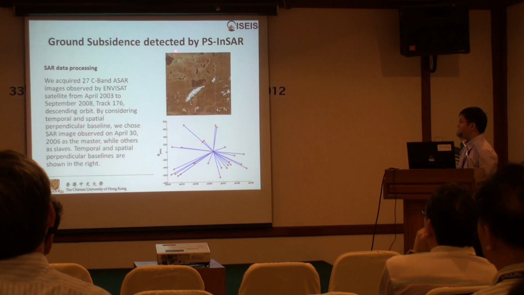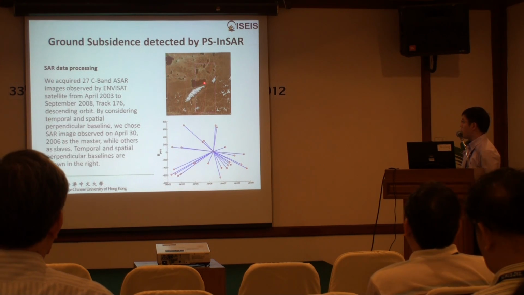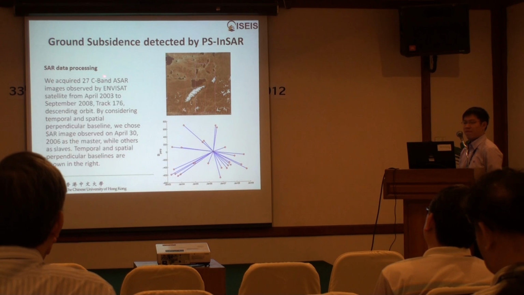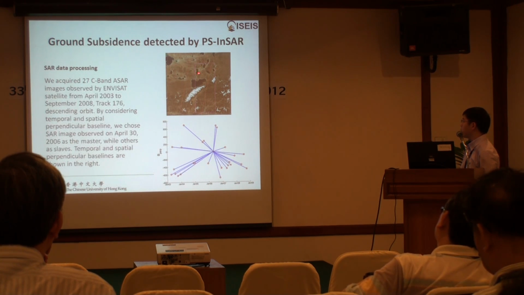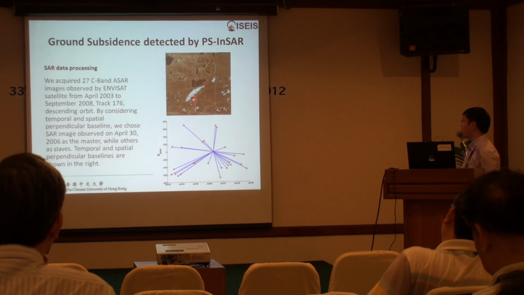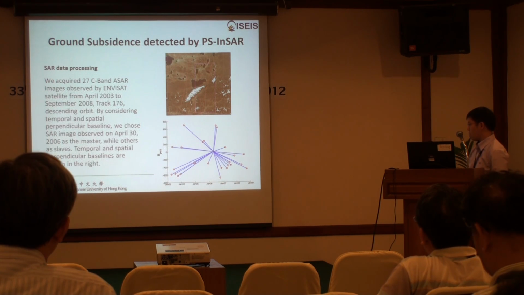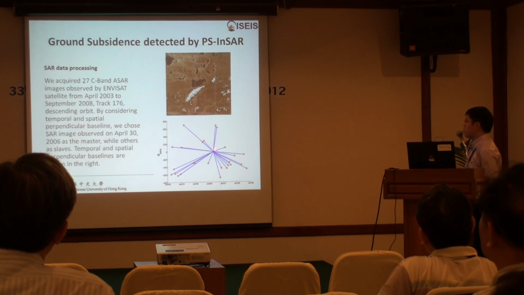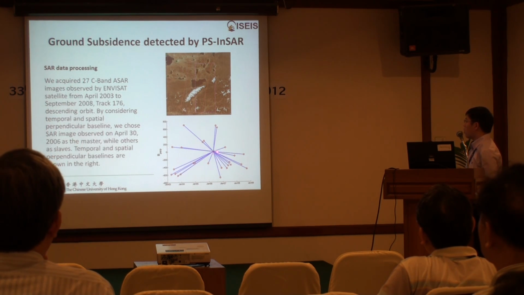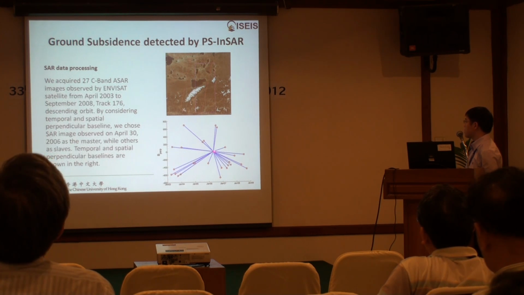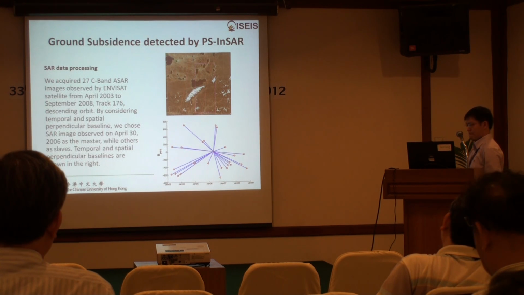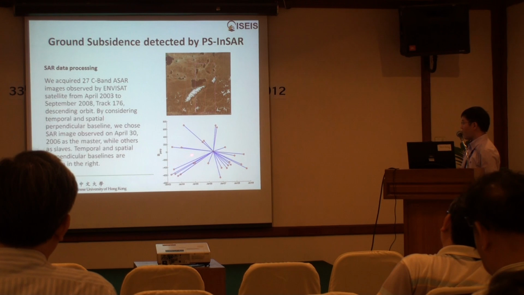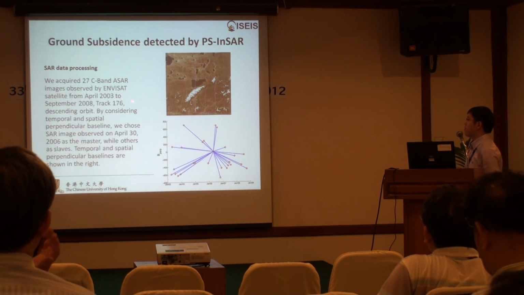We also use the PS InSAR method to derive the line-of-sight velocity field in this area. This is the coverage of our SAR images. We could see that it covered Bamso and Namso and the mountain of Nyainqentanglha. And this is the master image that we chose, the image acquired on April 13, 2006, by considering both temporal and perpendicular baseline. We acquired 27 C-band ASAR images observed by ENVISAT.